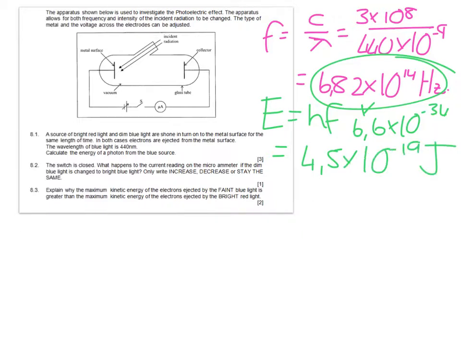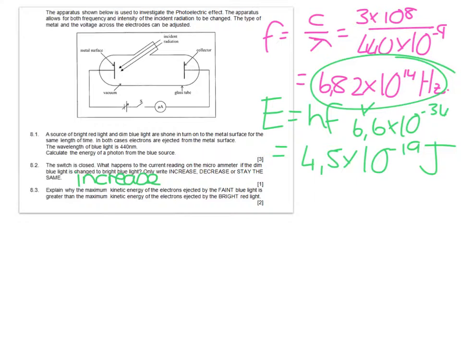The switch is closed. What happens to the current reading on the microammeter if the dim blue light is changed to bright blue light? Write only the word increase, decrease, or stay the same. You're going to land up with more electrons. Because it's beyond threshold frequency, it will increase the current strength.